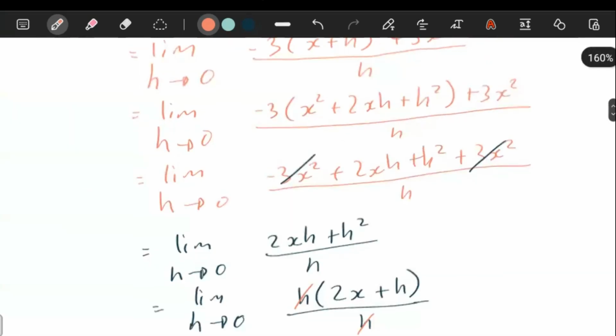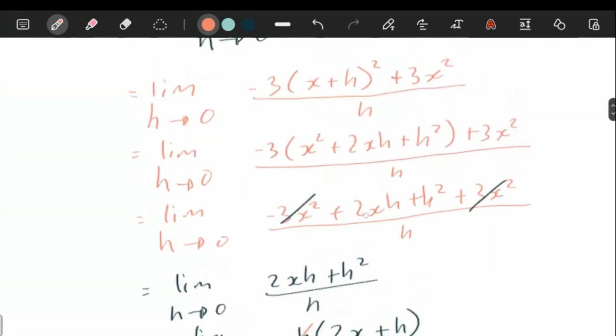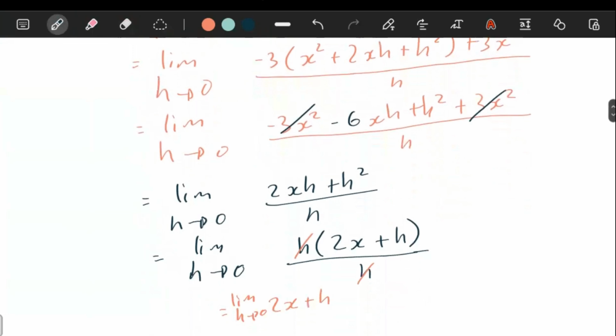No. Something is wrong. Error. Because when you multiply inside, it's supposed to be a negative 6 to be exact. Negative 6, negative 6.